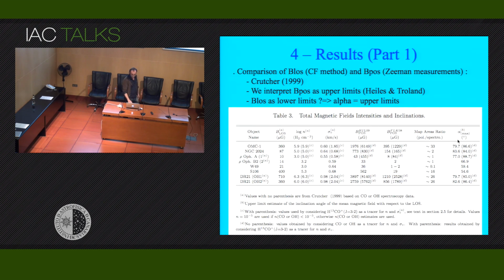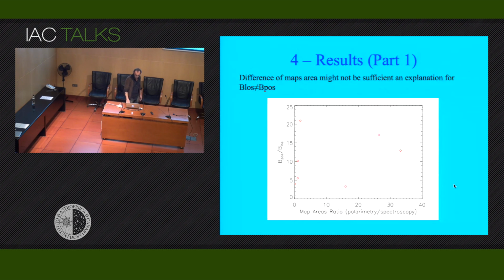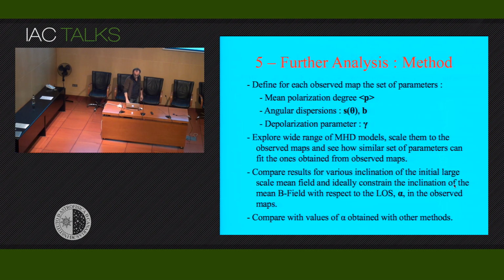So it was possible with this simple calculation, because we've got an estimate on the plane of sky and along the line of sight, to get an estimate of the inclination of the uniform field. And this is a constraint that we've calculated for those regions. So that was also another interesting piece of information. And this was a sanity check as well. I will go through this.